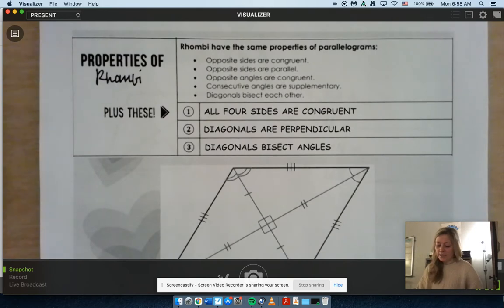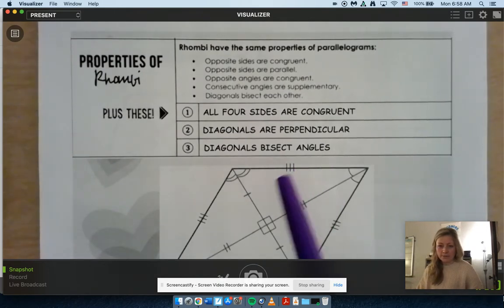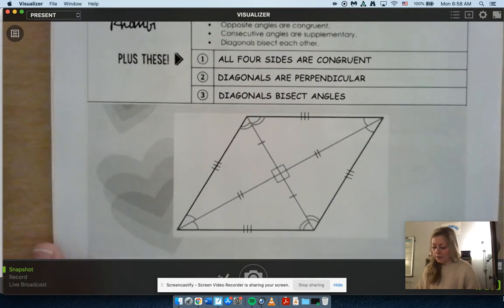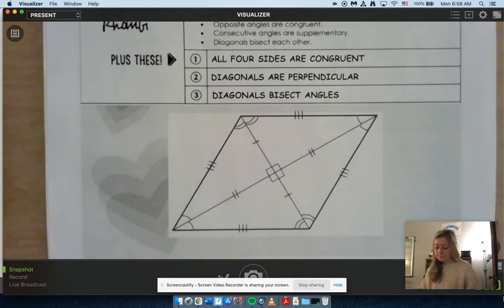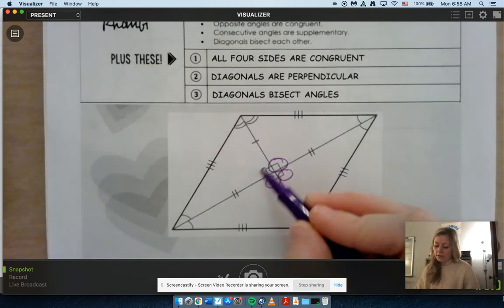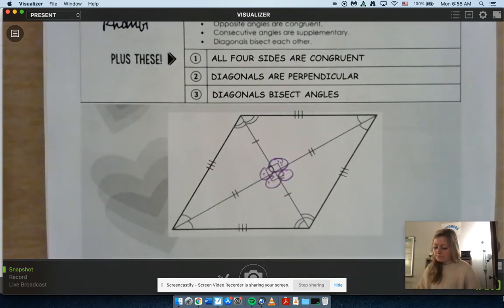The first one is all four of your sides are congruent. So that's the big one. All four sides of your rhombus are the same. So if this was 5, I'm going to scoot this up a tish here. There we go. All four of those sides are the same. The diagonals are perpendicular, and hopefully by now we know that perpendicular means they form right angles. So all of those angles in there are 90.